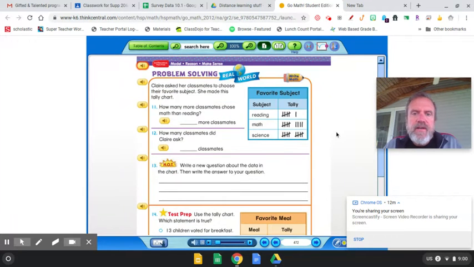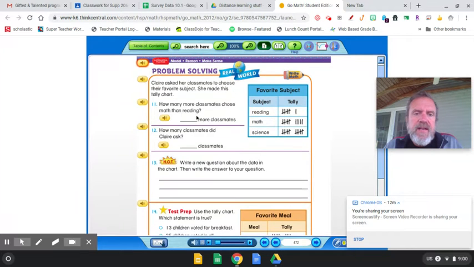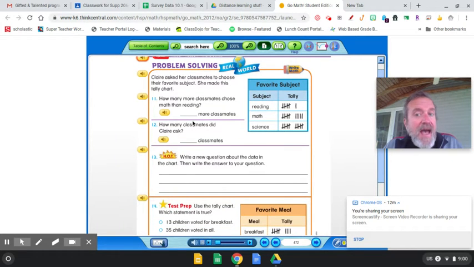Now, this one's already done for you. So you're going to use the tally marks and tally chart that they already filled in. Claire asked her classmates to choose their favorite subject. She made this tally chart. How many more choose math and reading? How many did Claire ask? Ooh, we did that before on the example. Every one of these is a kid. So how are you going to fill this in?